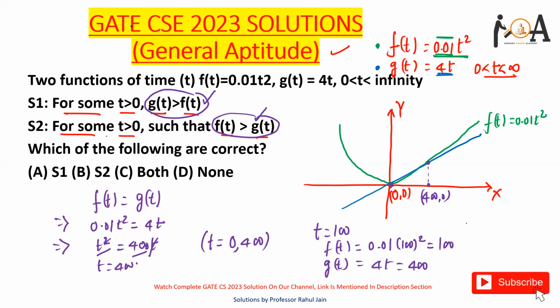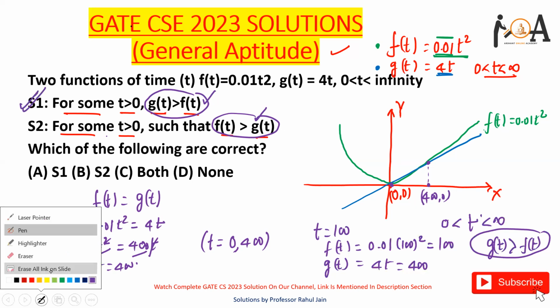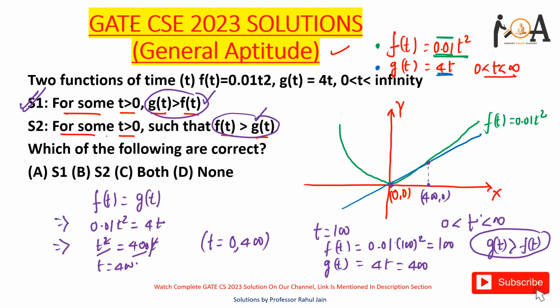So here, for the value of t greater than 0 and lesser than infinity, what we can derive is that g(t) is greater than f(t), isn't it? So 100% statement 1 is true. But is statement 2 also true or not? For that, we need to take some larger values. This time, let me put t equals 1000 on both the equations.